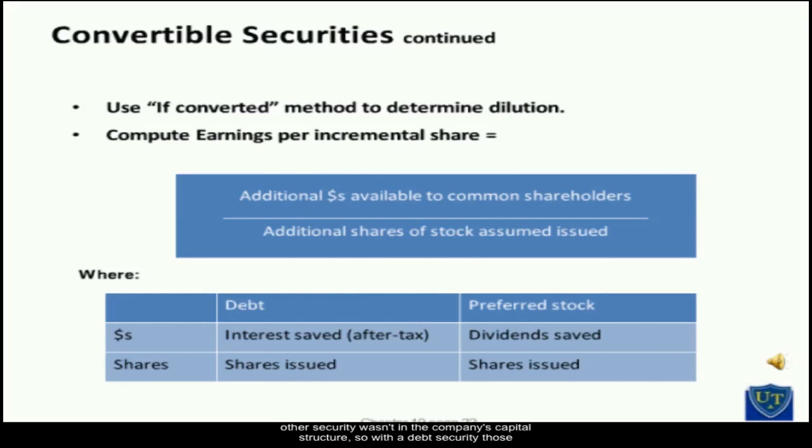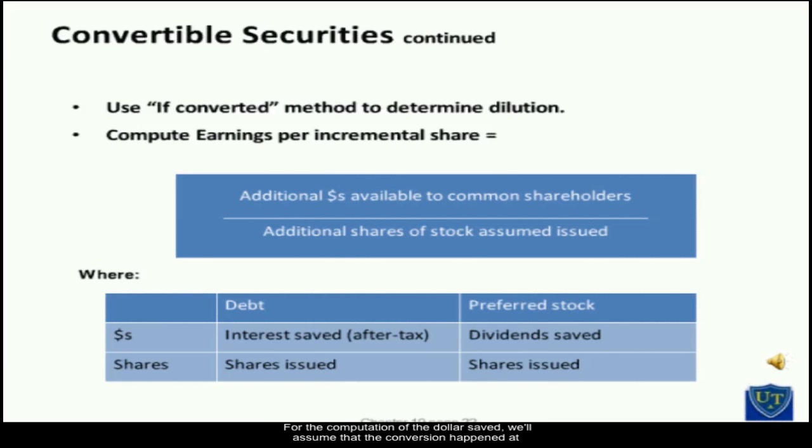So with a debt security, those additional dollars would be interest that was saved. With preferred stock, that would be preferred stock dividends that were saved, dollars that were now available to the common shareholders. So the good news in the numerator is divided by the bad news in the denominator. And the bad news is the additional shares of common stock that the company would have to issue with the conversion.